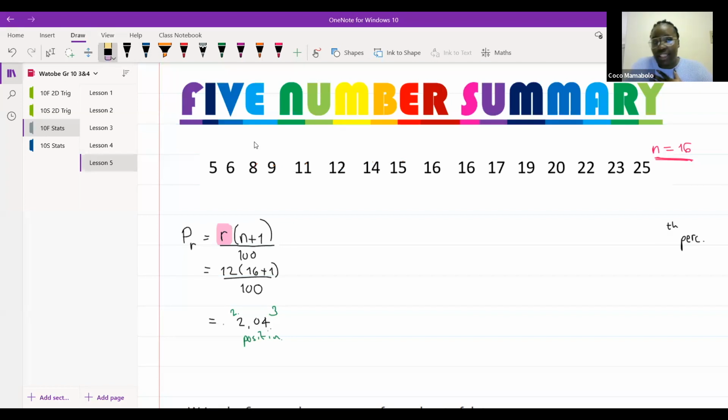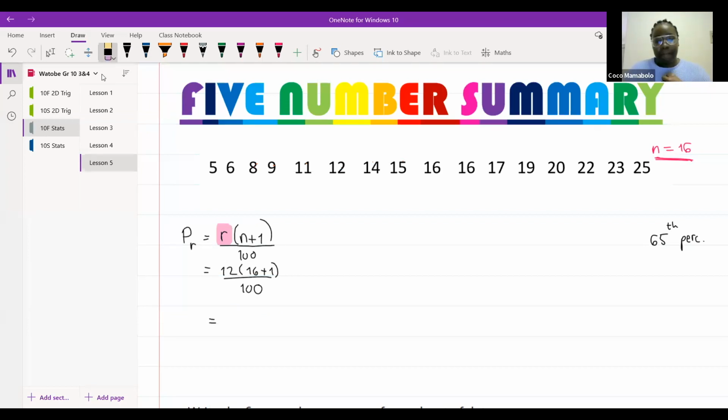If I said to you, calculate for me the 65th percentile, you're just going to go into the formula and replace R with 65. I told you what to calculate for. It's not like we're learning some maths that you don't know.